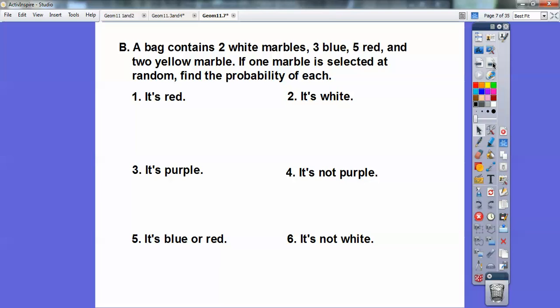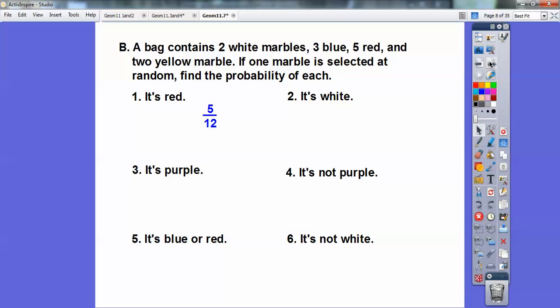It's red. First of all, the bottom number is your total number of outcomes, so I have to count them all up. 2 plus 3 is 5, plus 5 more is 10, plus these two yellows makes it 12. So the bottom number is going to be 12. The top number is your favorable, so I'm looking for reds. So 5 is the top number and 12 is your bottom number, 5 twelfths.